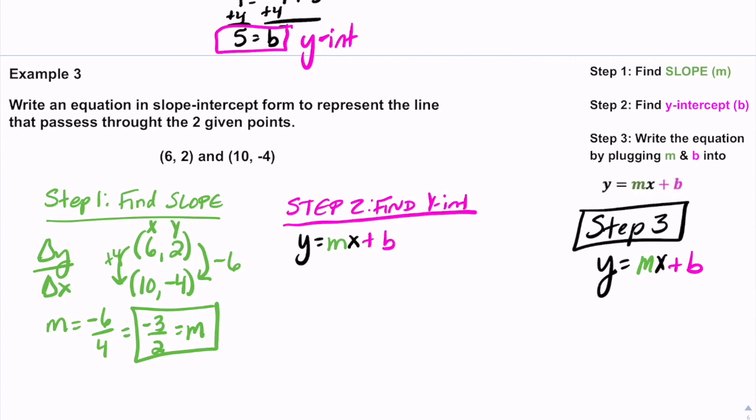Okay. Step 2, finding our y-intercept. We know our slope is -3/2.